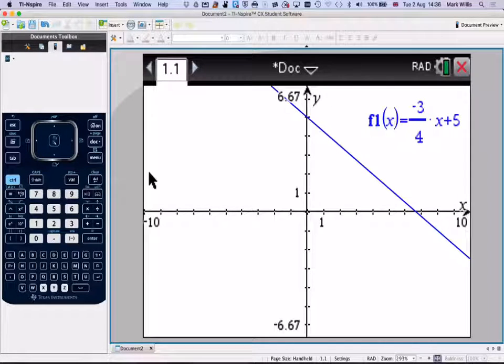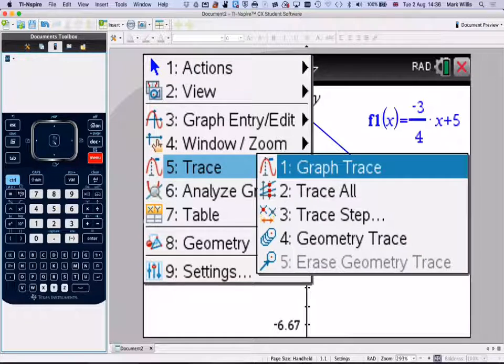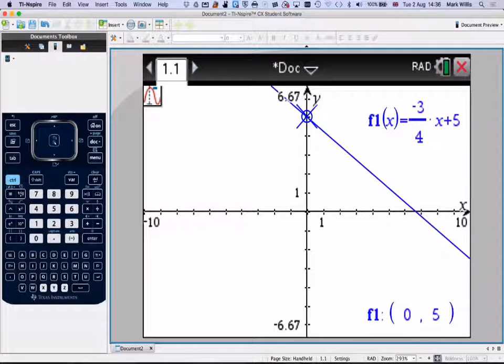If we do menu, number 5 trace and graph trace, it gives straight away here the intercept. So we press enter, that'll tell me that's the intercept 0, 5, which you get from the plus 5 in the equation. And the minus 3 over 4 stands for the gradient.